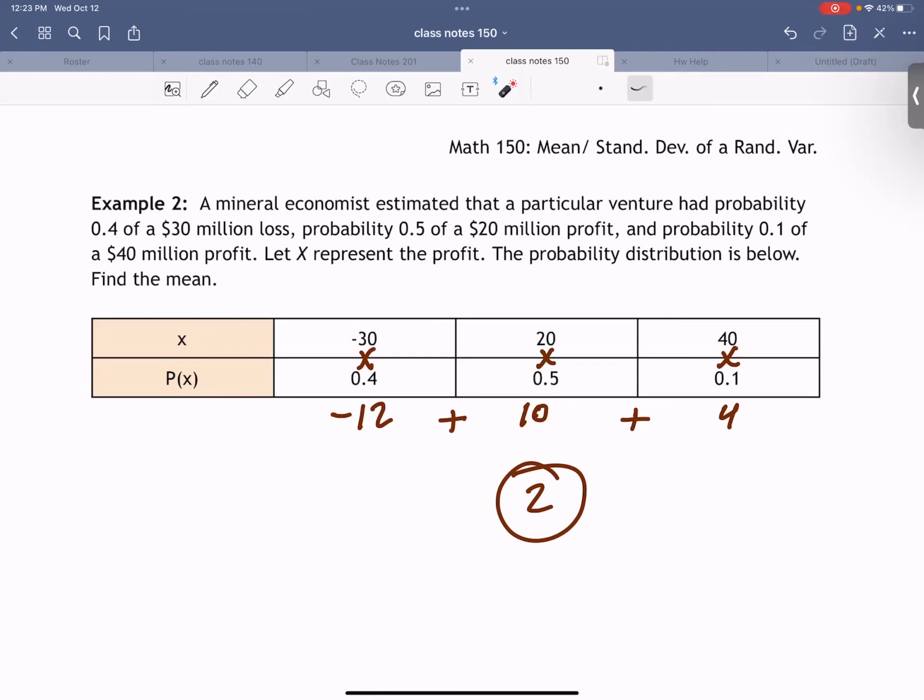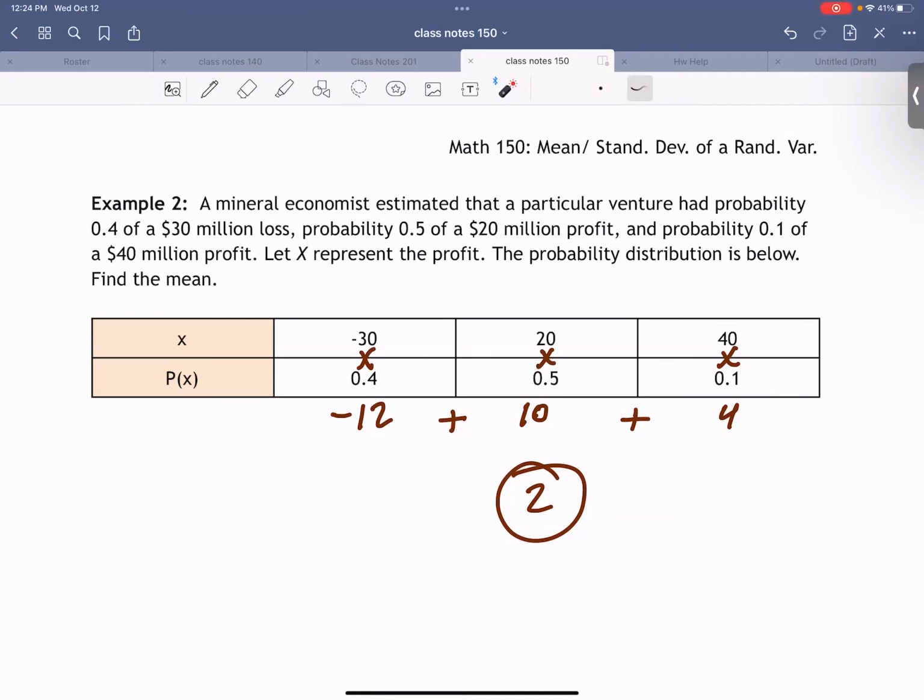They did a particular venture and they said, okay, this one thing has a probability of 0.4 for a 30 million loss, which is really crazy, and it sounds like you don't want to do it. Then if I do this other thing, there's a probability of 0.5 for a 20 million profit. And this other thing has a probability of 0.1 for a 40 million profit. So a very small chance of a really big win here. Let X represent the profit, and we made a probability distribution below. I want to find the mean of this and see what would happen overall.